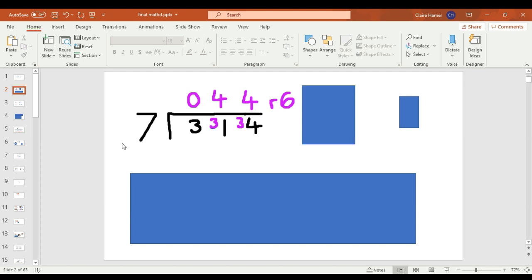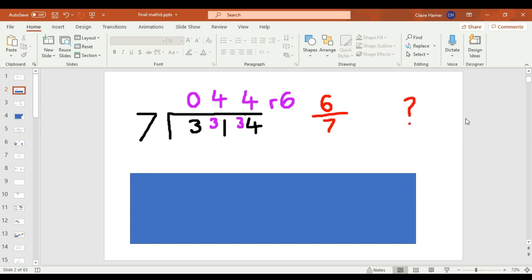Right. So, in this question, I can convert the remainder to a fraction. I know that as a fraction, it would be 6/7. So it would be 44 and 6/7. But I don't know the decimal equivalent for 6/7. That's not one of my known facts. So I'm a bit confused.